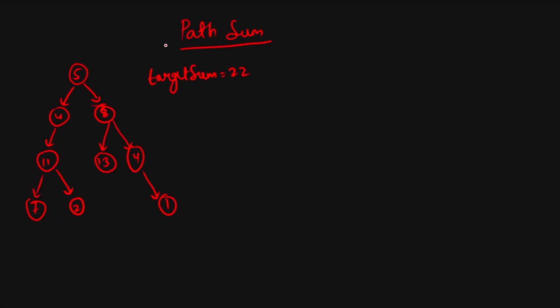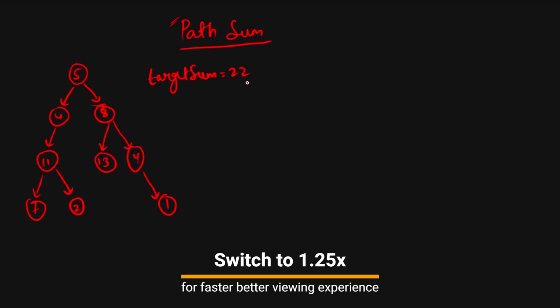Hello everyone, today we are going to solve the Path Sum problem. In this problem, we are given the root of a binary tree and an integer target sum, and we have to find a root to leaf node path such that adding all the node values in the path will give this target sum. Now let's understand with an example.